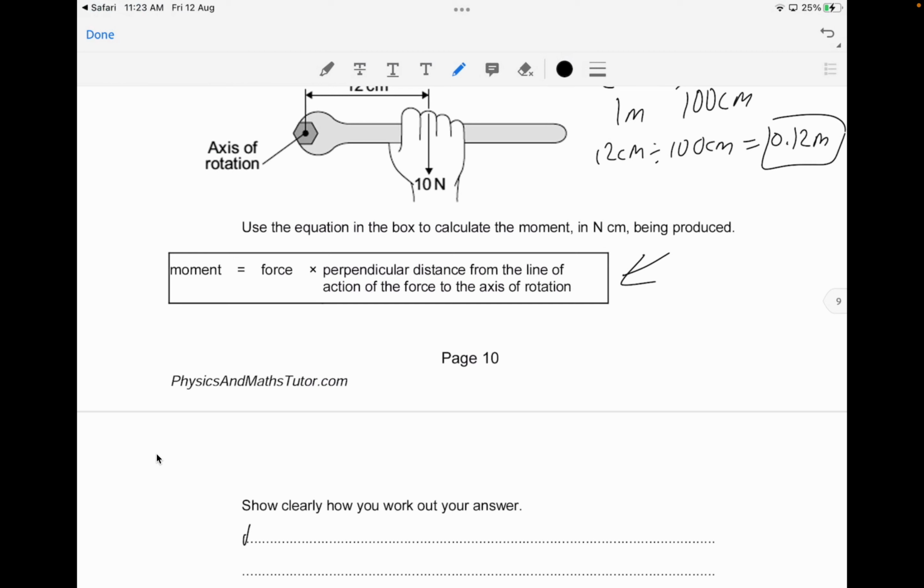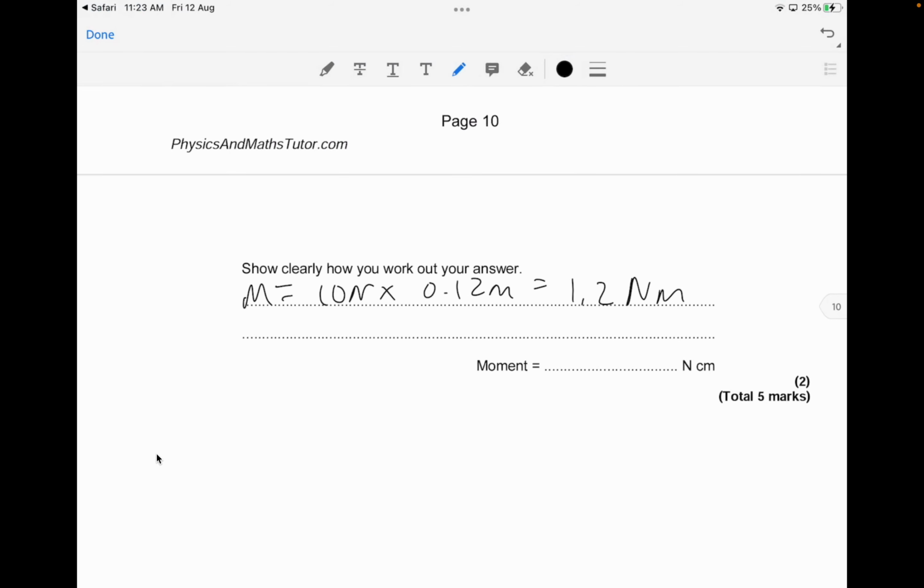Okay, so moment is equivalent to force, 10 newtons, times distance, 0.12 meters. That is 10 times 0.12, which is about 1.2 Newton meters. Now that's going to be our answer, about 1.2 Newton.